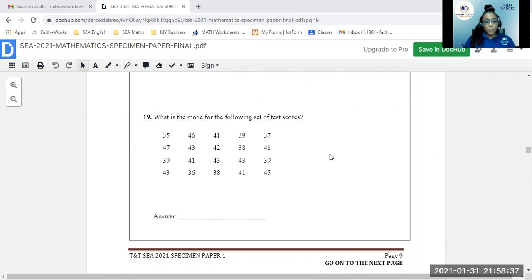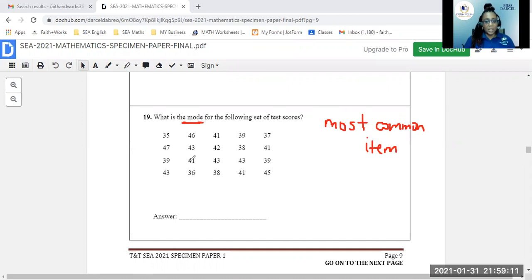All right. What is the mode for the following set of scores? All right. So mode, what does this mean? Right, mode is the most common or frequent item or number or score, right? Whatever they're asking for. So we have a set of test scores. So it's going to be the most frequent number of test scores, no amount.